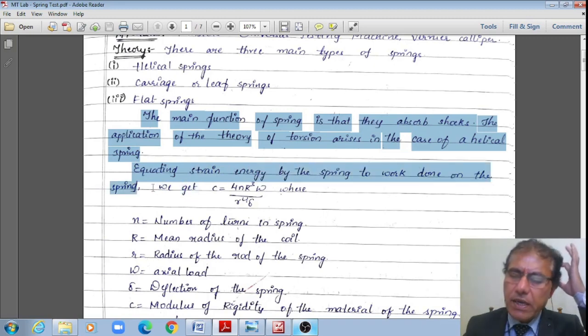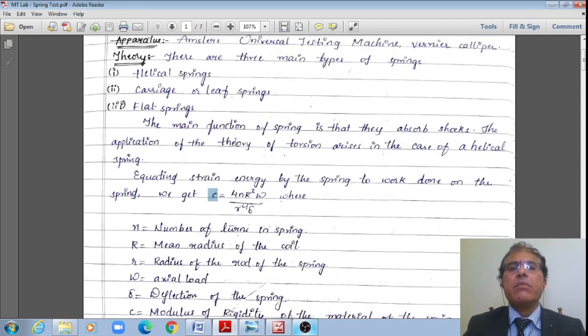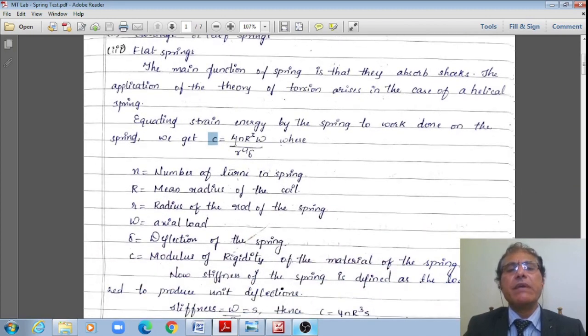However, this derivation we have already done in strength of materials or material testing. I'm just recalling this as a black box, where we have proved that deflection is equal to 64 W R cubed N divided by C d to the power 4, or that may also be written as C equal to 4 N R cubed W divided by r to the power 4 delta, because I want only the shear modulus, the modulus of rigidity of the given spring.